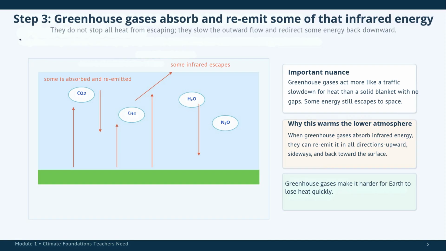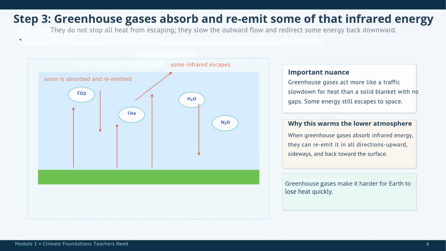Some's going to go upward into space, some's going to go sideways, and some's going to go back down to the Earth's surface. So that just means that the heat escape that we would normally have is going to move more slowly. It's just going to be slower. And I really like the phrase in this slide, which came from a presentation in Canva, because it's pretty accurate.